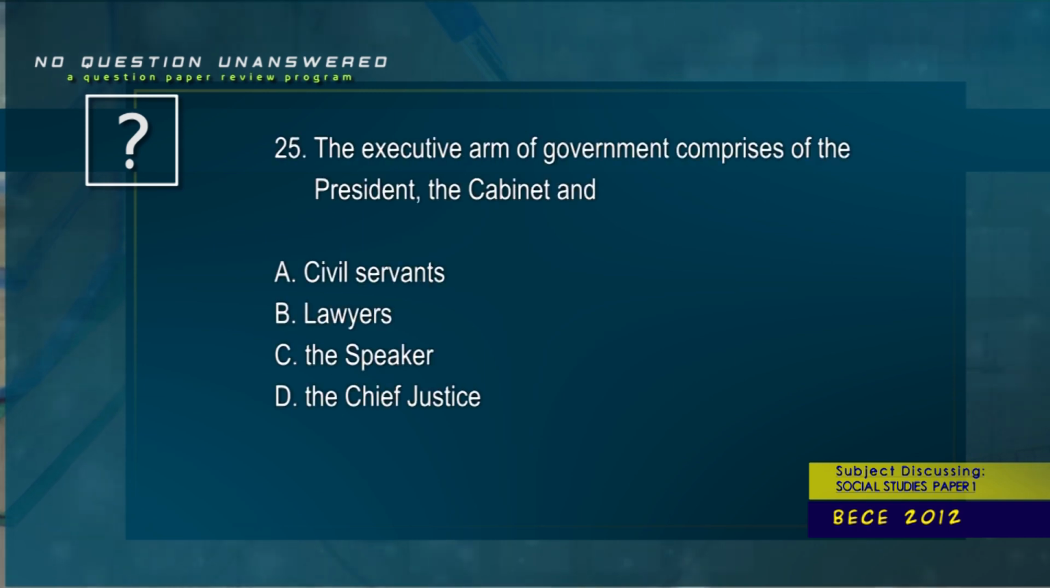25. The executive arm of government comprises the president, the cabinet, and A, civil servants, B, lawyers, C, the speaker, D, the chief justice. The executive arm of government comprises the president, the cabinet, and the civil service or civil servants. Therefore, correct answer is A.